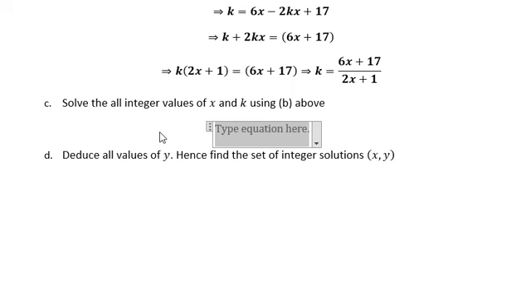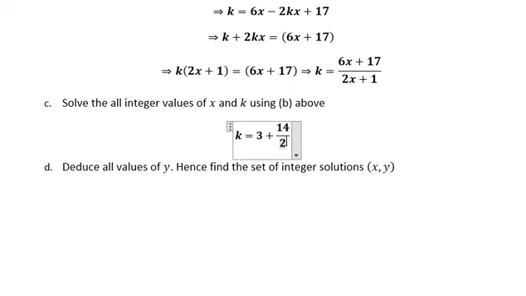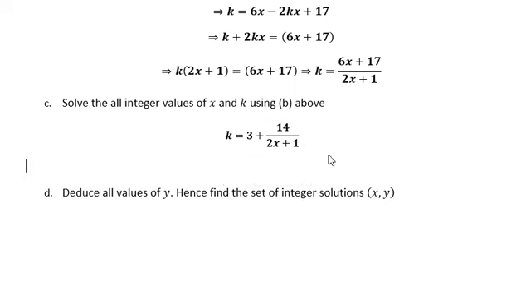So we have 6x plus 17 divided by 2x plus 1, where we have 3. We have 6x plus 3, subtract, we have here 14. So when you do long division, you realize that k will be equal to 3 plus 14 over 2x plus 1: the quotient is 3, the remainder is 14, and the divisor is 2x plus 1. If we expand back, we have 6x plus 3. Yes, this is what we have.